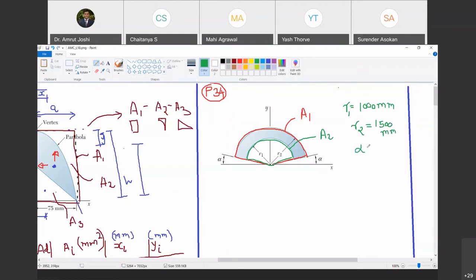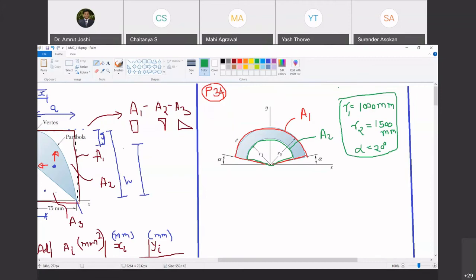And let us take alpha is equal to 20 degree. Are you with me? Yes, sir. These are the values. Now observe. I have already told you that if the area is symmetric about a particular axis, the centroid lies on the axis. Do you agree with me? Yes, sir.